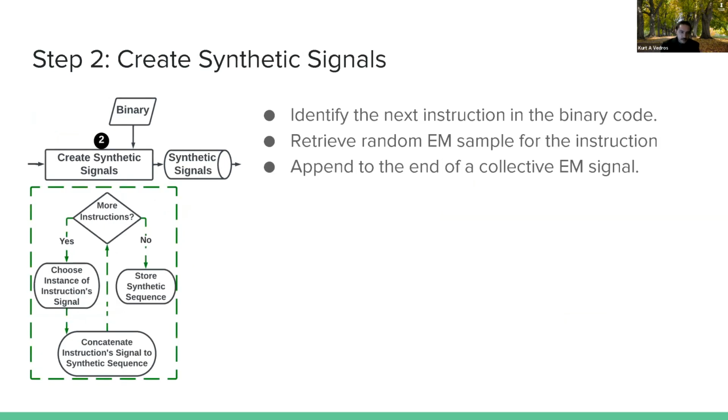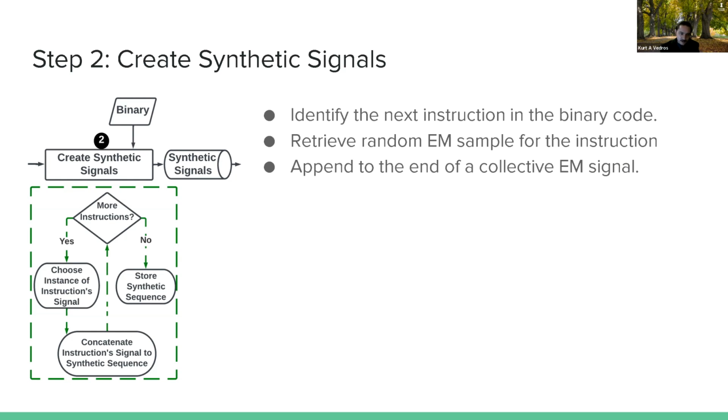Step 2 is to create the synthetic signals. The process for generating the synthetic signals for a program, given the binary code, is relatively simple. First, the instruction in the binary code is identified. Then a random electromagnetic observation for the executed instruction, one that was captured immediately after executing the same prior instruction as in the binary code, is retrieved from the library database.